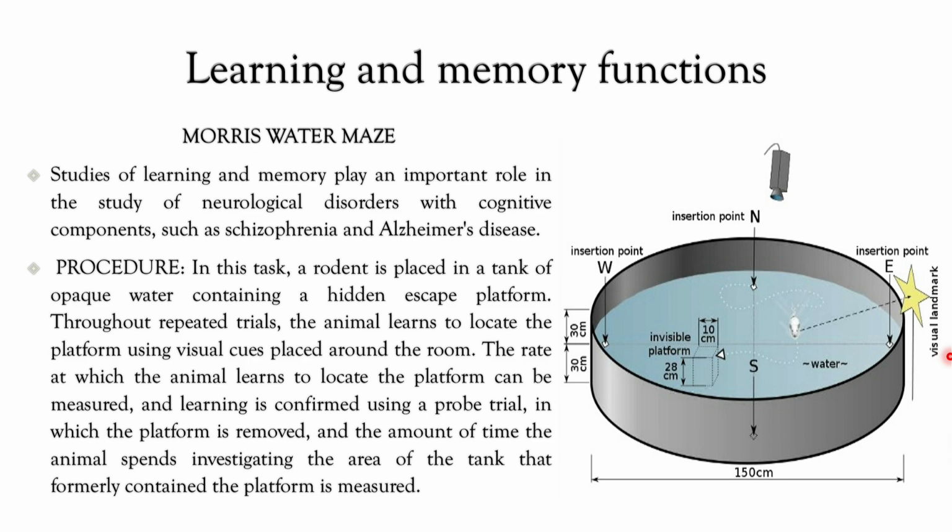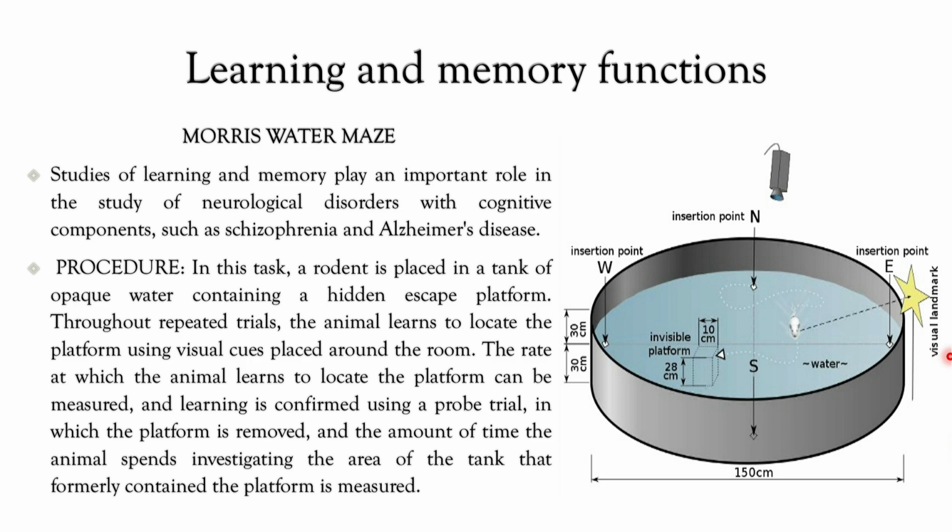But in the subsequent experiments, when you put the same rat in the same conditions again, you will see that the rat has developed a memory of where that platform is, and it will swim straight to that place to reach the hidden platform. This tells us that memory impairment is not there in this particular rat, and this is a control rat. If you want to study learning and memory, this test plays an important role, and it can be useful in the study of neurological disorders with cognitive components such as schizophrenia and Alzheimer's disease.